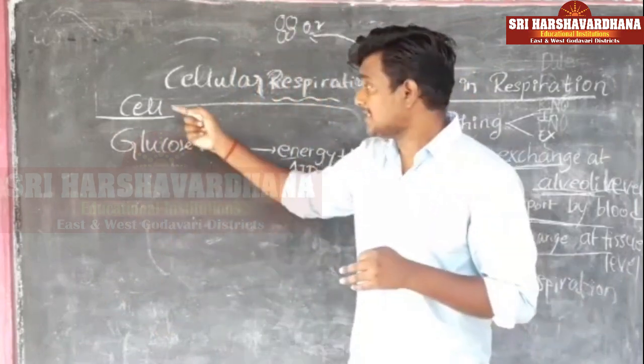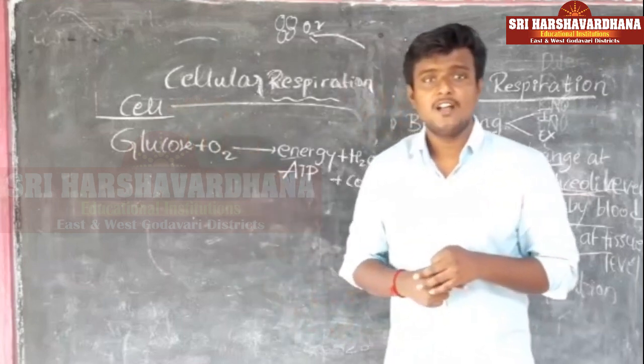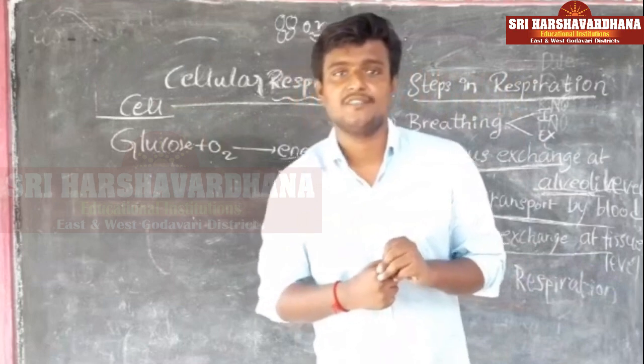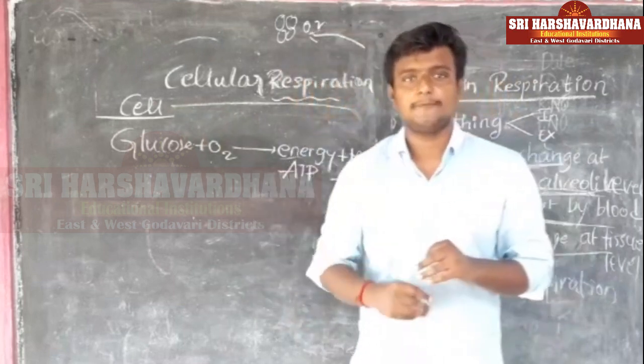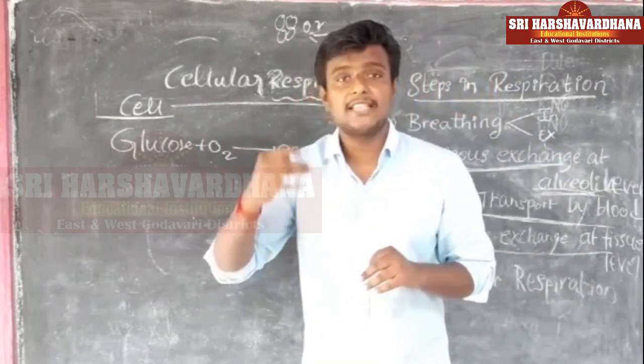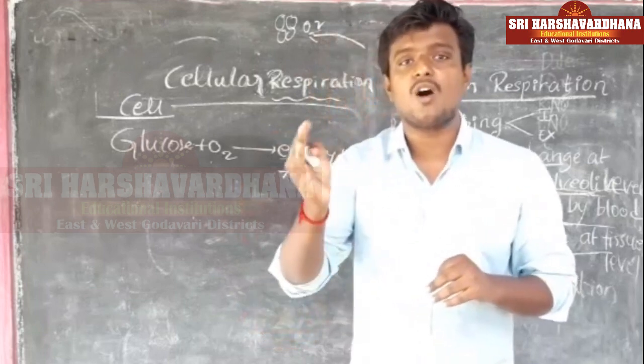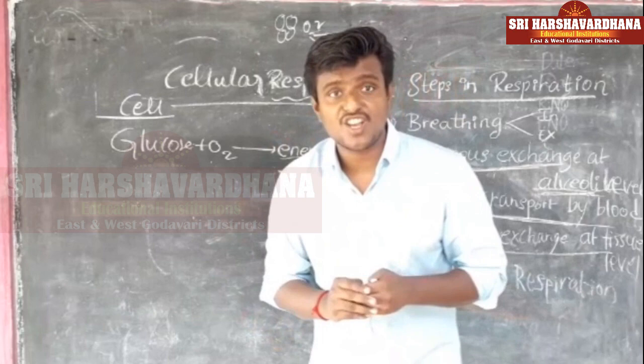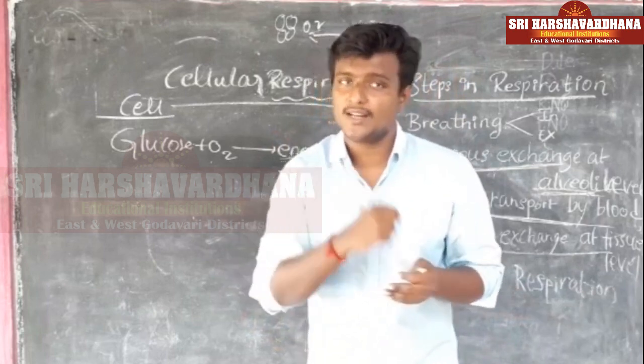And since it is done at the place of the cell, we call this cellular respiration. Cellular respiration means that at the place of the cell, glucose and oxygen react and liberate energy. That process is called cellular respiration.